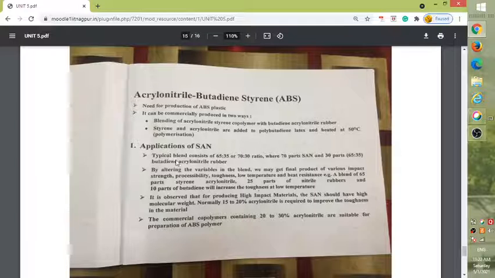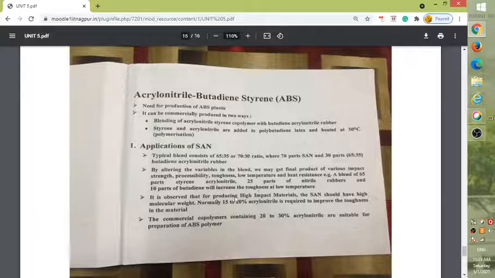Applications of SAN: a typical blend consists of 65 to 35 or 70 to 30 ratio, where 70 parts SAN and 30 parts butadiene acrylonitrile rubber. By altering the variables in the blend, we may get final products of various impact strength, processability, toughness, low temperature and heat resistance. For example, a blend of 65 parts styrene acrylonitrile, 25 parts of nitrile rubber and 10 parts of butadiene will increase the toughness at low temperature.